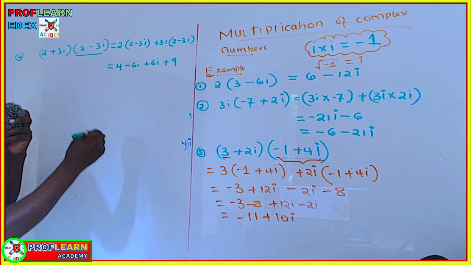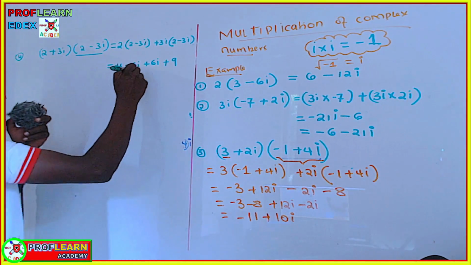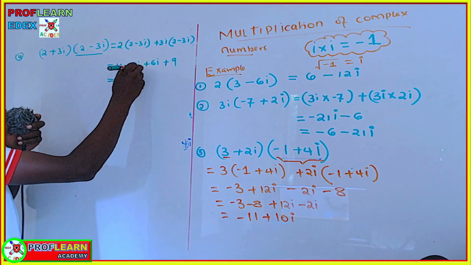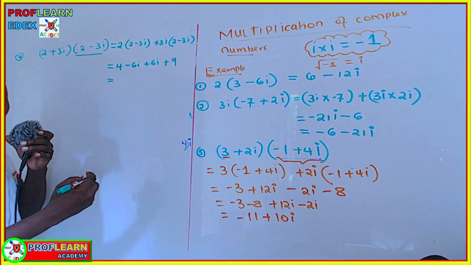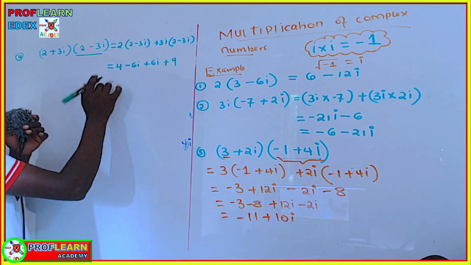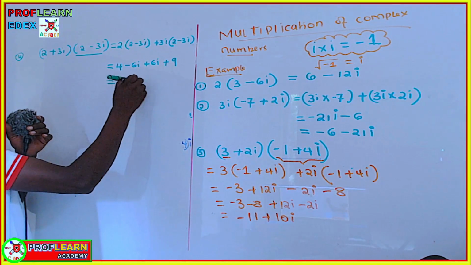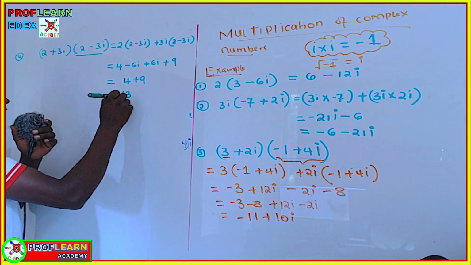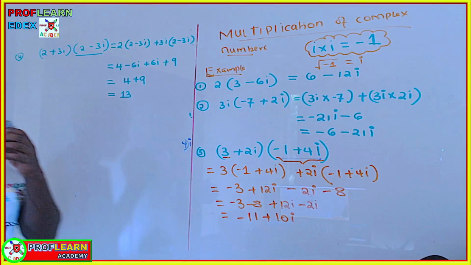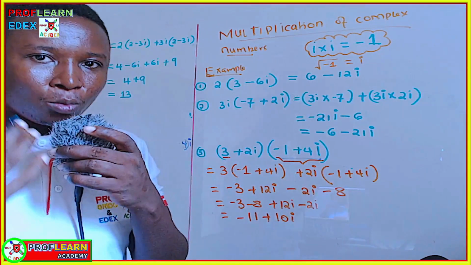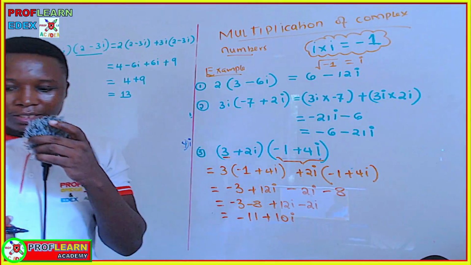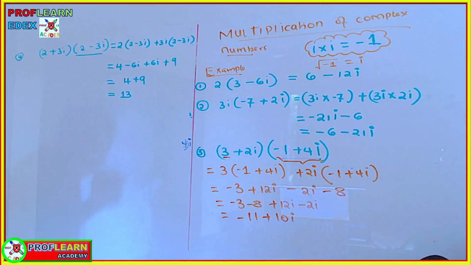But now you realize that the negative 6i plus 6i will cancel out and become 0, and then we end up having 4 plus 9, and the final answer is 13. So we have a real number. When a complex number is multiplied by its conjugate, we are going to get a real number. So we are going to look at the conjugate of complex numbers.